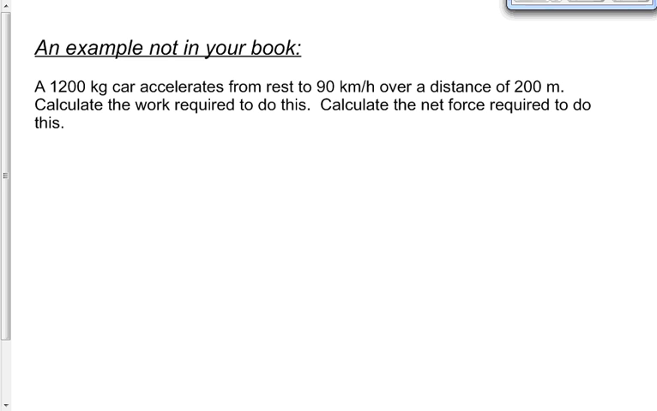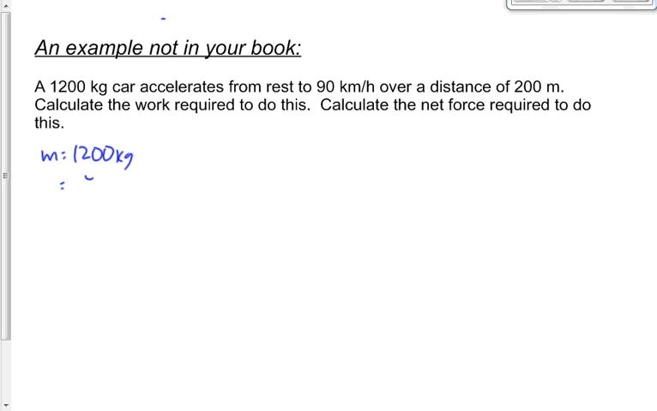This one says a 1,200 kilogram car accelerates from rest to 90 kilometers per hour over a distance of 200 meters. Calculate the work required to do this and the net force required to do this. Well, let's write down some givens first of all. Okay, we know this is a work question. Our mass is 1,200 kilograms.